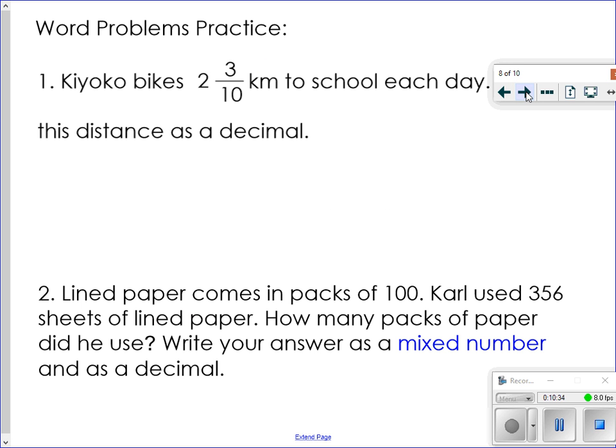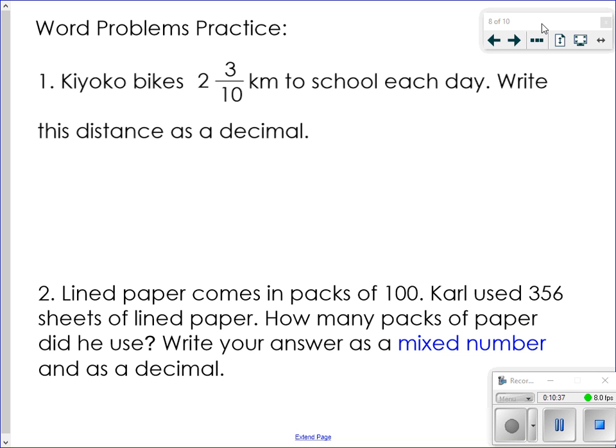Let's try a couple of word problems. Kyoko bikes 2 3/10 kilometers to school every day. Write this distance as a decimal. Well, 2 and is the decimal, 2 3/10. Where will the 3 go? In the first position after the decimal. That's the tenths position right there. 2.3 kilometers. That was pretty easy. Let's try number 2.